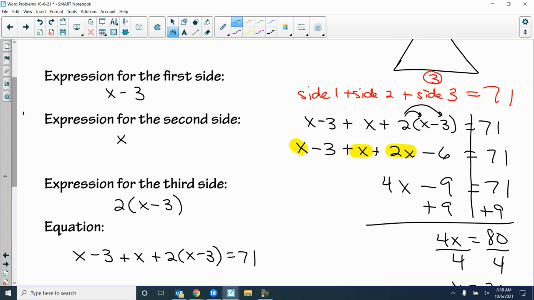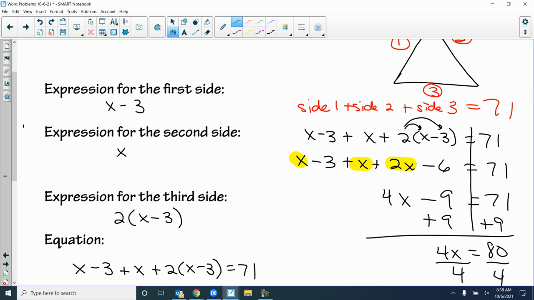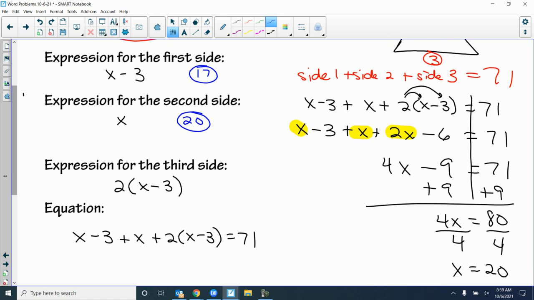Let's see why. Well, what is the first side? Here's the expression for the first. X is 20. That may or may not be a side. We don't know yet. The first side is x minus 3, right? Well, what's 20 minus 3? So the first side has a length of 17. The second side is just x. So what is its length? 20. The third side is 2 times x minus 3. Well, if you plug in x is 20, 20 minus 3 is 17. What's 2 times 17?